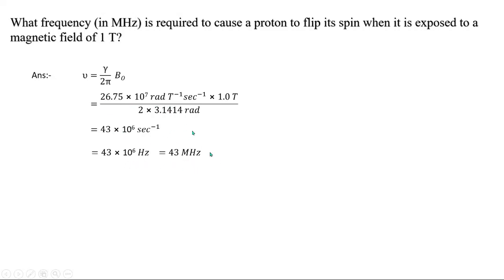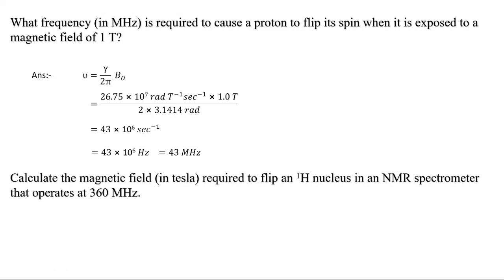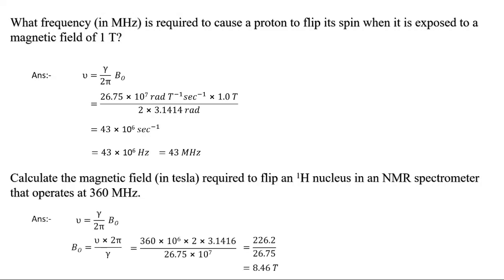So 43 megahertz is required to cause a proton to flip its spin when it is exposed to a magnetic field of 1 Tesla. Now come to the next question. Calculate the magnetic field in Tesla required to flip a 1H nucleus in an NMR spectrometer that operates at 360 megahertz. This is also very simple. What we have to calculate is B0.